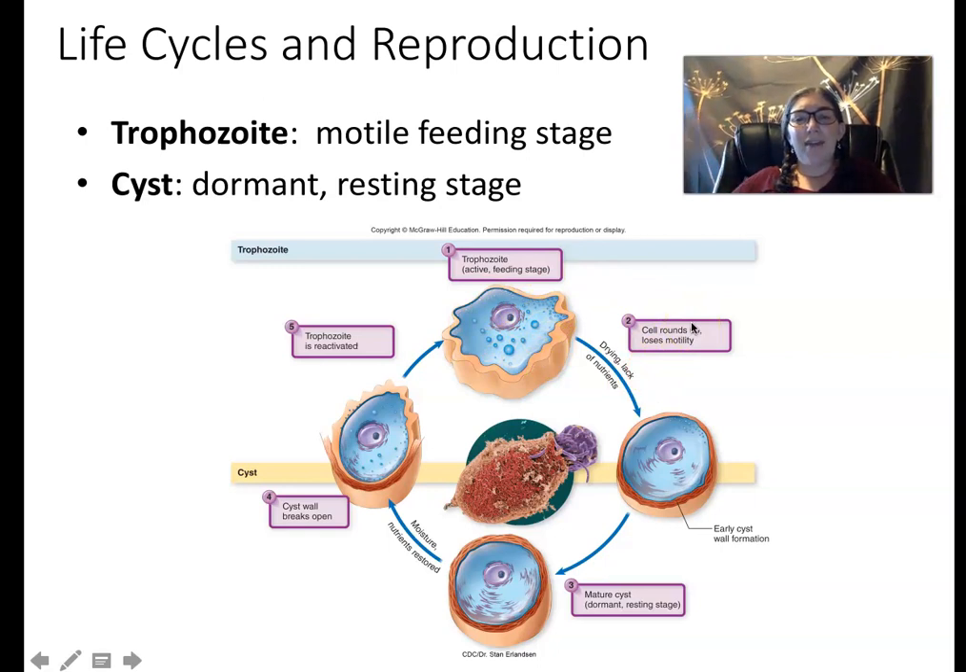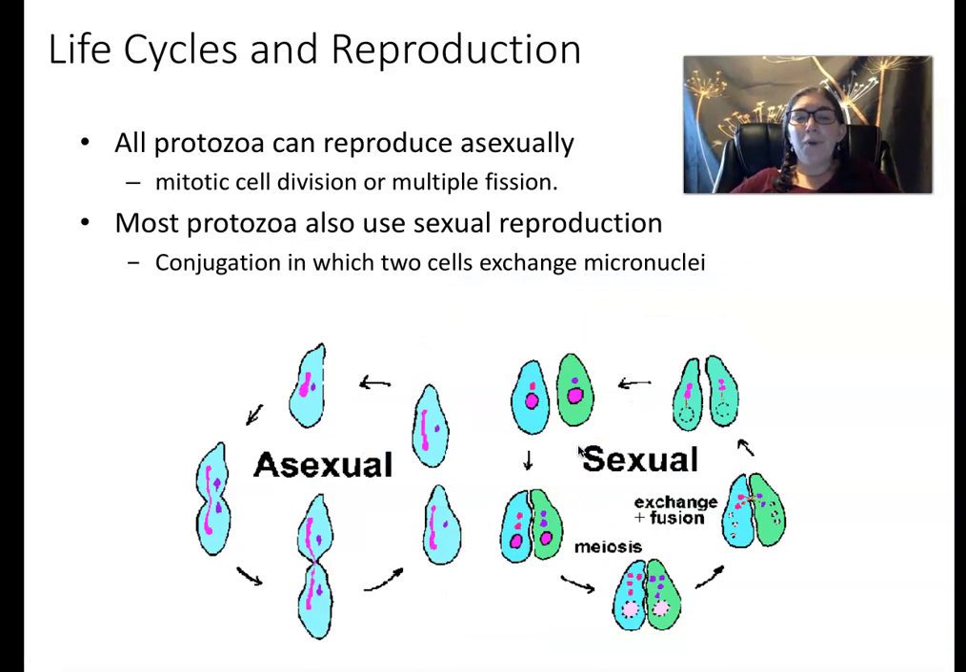A lot of times when we get infected, it's because we have consumed the cyst stage, and then the trophozoite stage becomes activated inside our bodies. I think this is a picture of a Giardia lamblia cyst rupturing. So here's the trophozoite coming out. Protozoans can reproduce asexually, and also a lot of them can reproduce sexually. So asexual reproduction is just division, like binary fission. And sexual reproduction involves the swapping of some DNA between the two, mixing and matching, and that's sexual reproduction.